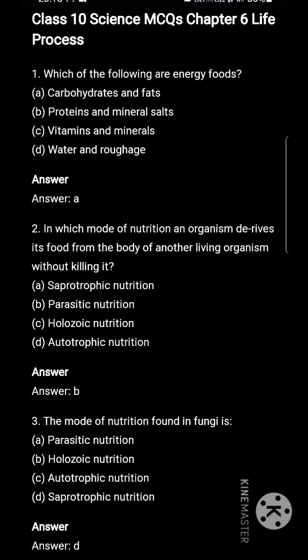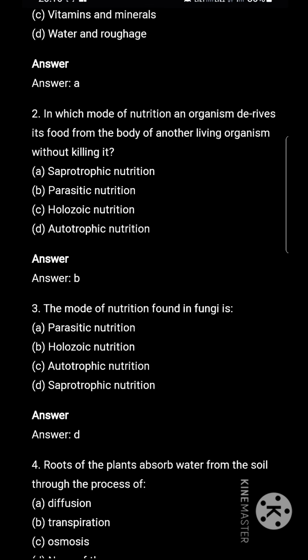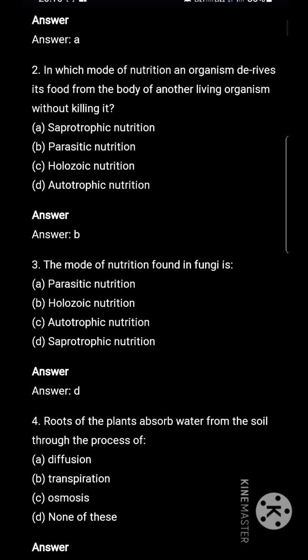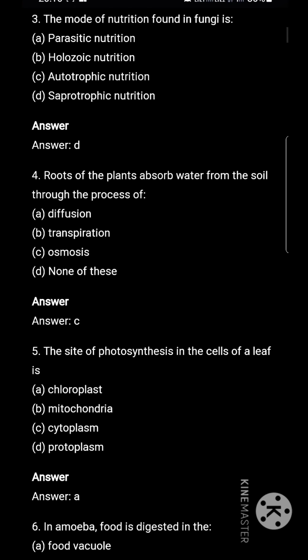Which of the following are energy rich foods? It is nothing but carbohydrates and lipids, which are called energy rich foods because they are energy producers. In which mode of nutrition does an organism derive its food from the body of another organism without killing it? It is parasitic nutrition. The mode of nutrition found in fungi is saprotrophic nutrition.